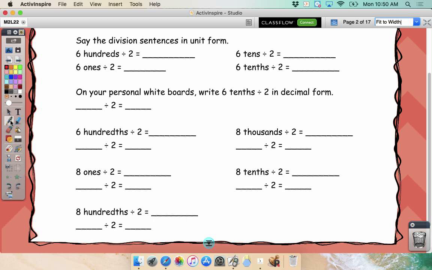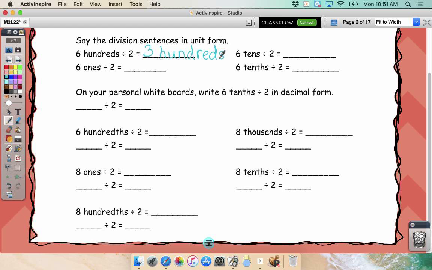Okay? So if I have a 6 in the hundreds place, divided by 2, what am I going to have for an answer? 300. 300ths. And I'm just going to write out unit form. And that's hundreds, not hundredths. Okay? So go ahead and write it out. And you can do HUND if you want.